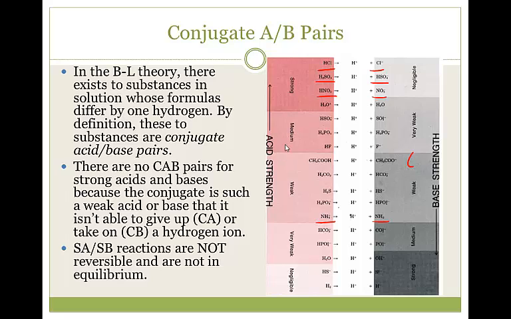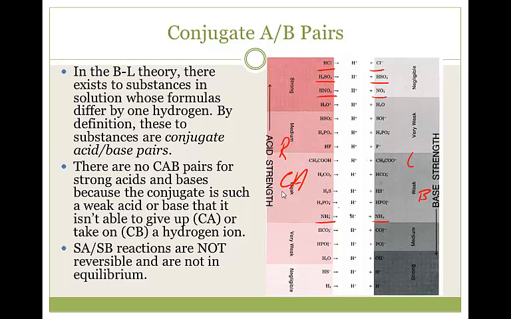These can be acids or conjugate acids here on the right side. It just depends on where you start. If you start in the acid column, we have acids and conjugate bases. If we start on the right column, we have bases and then conjugate acids.